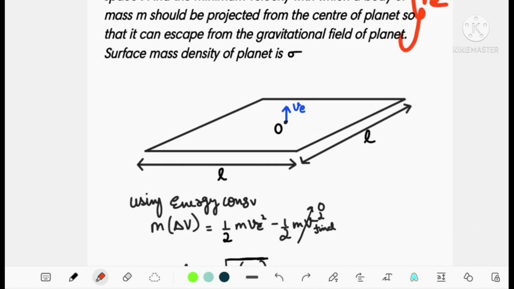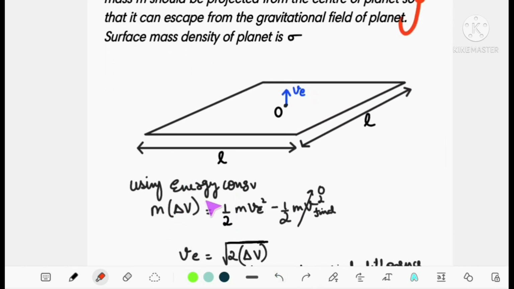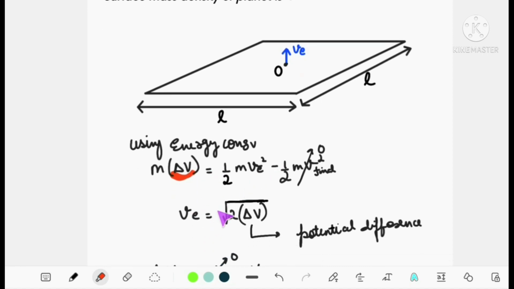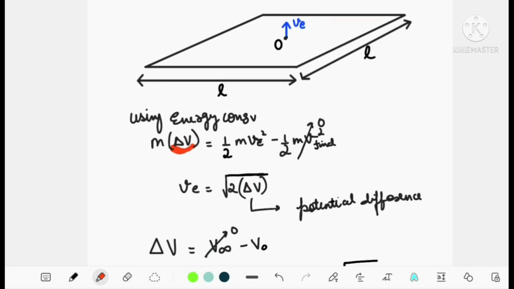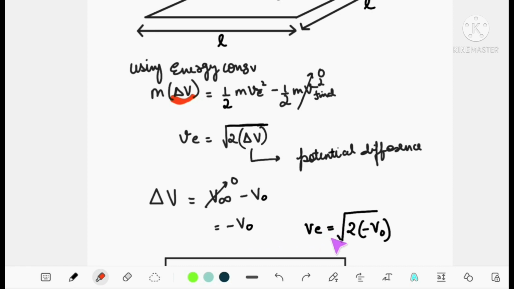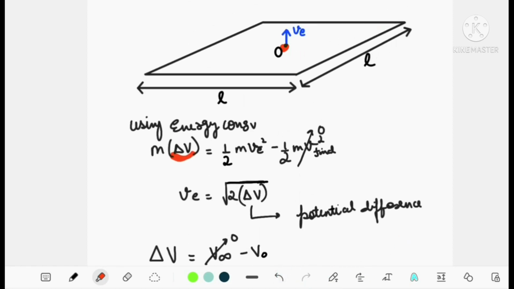Okay, so using energy conservation, we can write m delta V is equal to the change in kinetic energy. So initial kinetic energy will be equal to half m v_e squared, and final kinetic energy will be 0. Delta V is the change in potential, or potential difference. So from here v_e will be equal to the square root of 2 delta V. Now delta V, or the potential difference, will be equal to potential at infinity minus potential at point O. Now at infinity potential will be 0, so delta V is equal to minus V naught, and v_e will be equal to the square root of 2 times minus V naught. So now we are required to find this V naught term, or potential at point O.